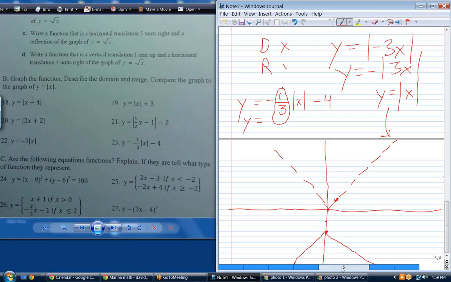What's the 1/3 do? Fatter or skinnier? And what's key is the fact that this 1/3 is outside of the function. It's outside of the absolute value. In other words, this is now a vertical stretch or shrink, not a horizontal. If that 1/3 was inside in front of the x, then I could talk about it as being a horizontal stretch or shrink. But this is a vertical stretch or shrink. Fatter or skinnier? Fatter. Yeah.